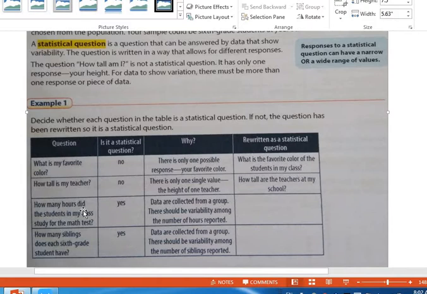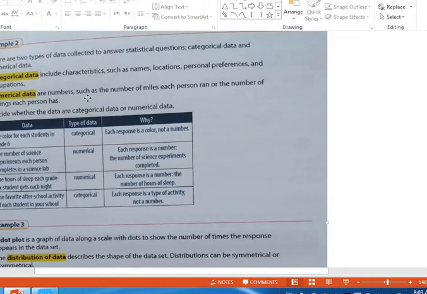How many hours did the students in my class study for the math test? This is a statistical question. Why? Data are collected from a group. There should be variability among the number of hours reported. How many siblings does each 6th grade student have? Yes, it's a statistical question. Why? Data are collected from a group. There should be variability among the number of siblings reported. This is what's called a statistical question and its answers.